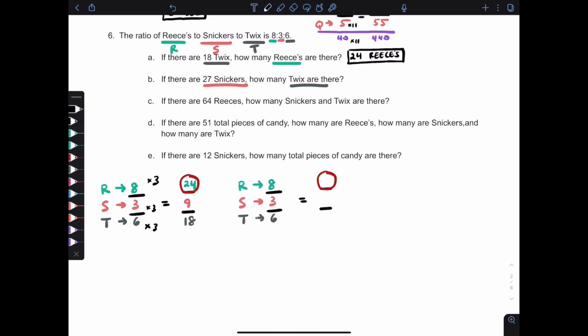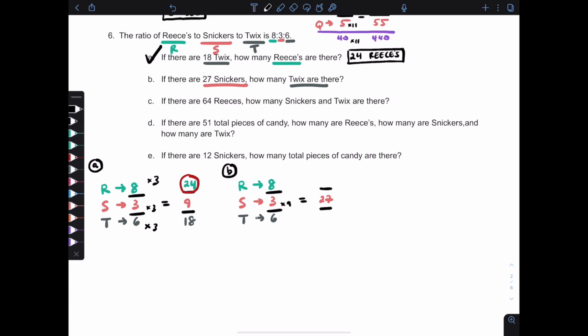So we finished part A. I don't need this circle, but I can label this as part A. I'm doing part B right now, and it says, what if there's 27 Snickers? Well, that goes in the middle. That's nice. And okay, so how does 3 become 27?